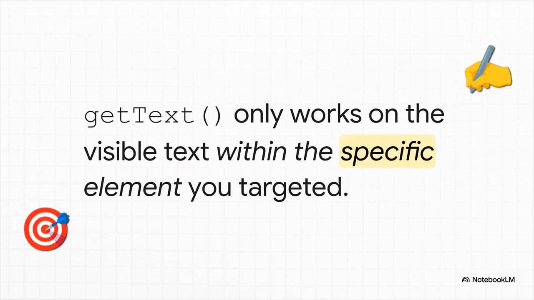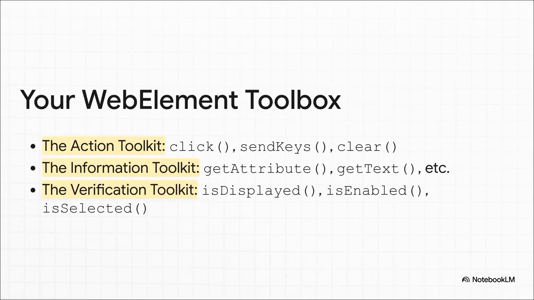And this reveals the vital lesson. getText is very, very literal. It only returns the text that it finds directly within the element you told it to look at. If that text is nested one level deeper inside a child element, you have to target that child element instead. And that brings it all back home, right back to our three toolkits. You've got your Action Toolkit to make things happen, your Information Toolkit to inspect the page, and your Verification Toolkit to check the results. Each one has a totally distinct and absolutely critical job.